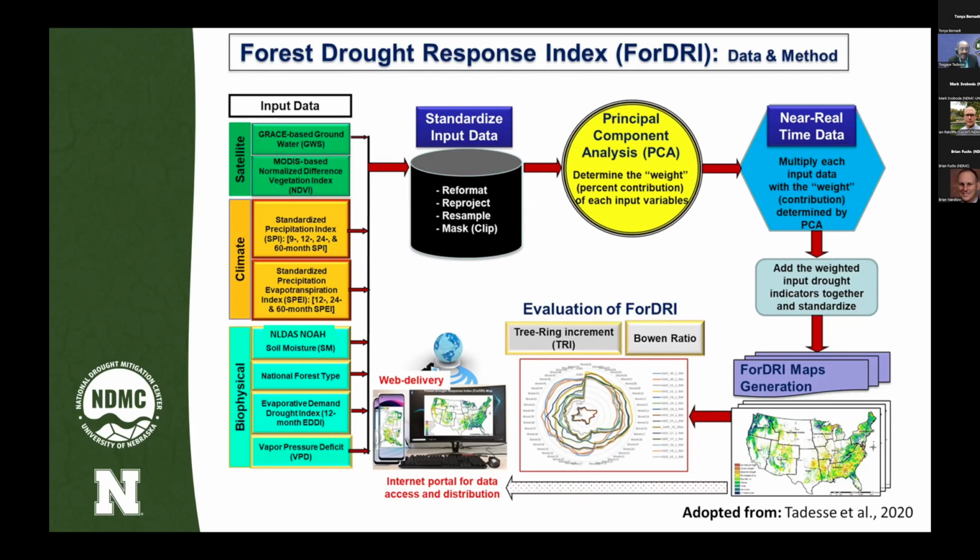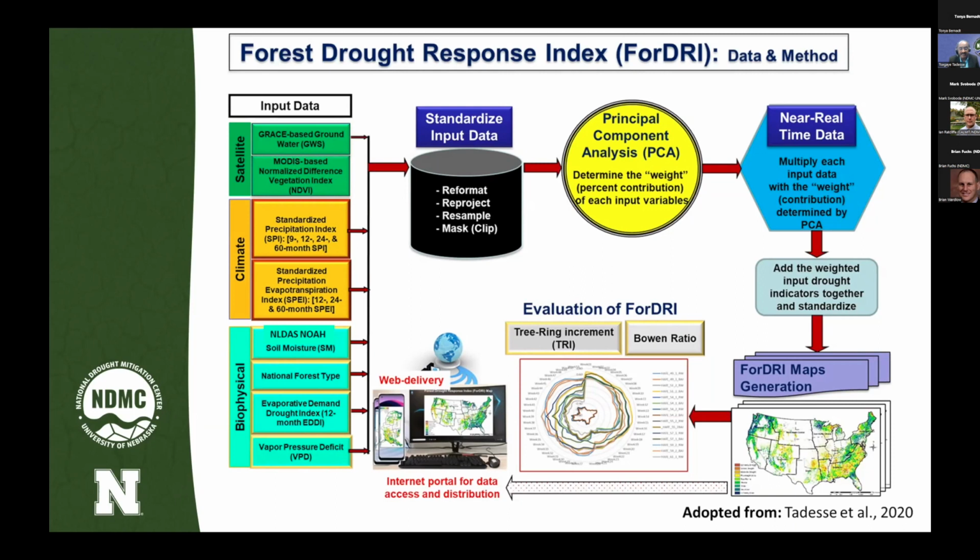So the first step is input data collection and processing. Here on the left side, you see 12 input variables that the NDMC used to develop the ForDRI model for the US. The input drought indices include MODIS-based NDVI. This is replaced by VIIRS-based NDVI for the operational product because the MODIS dataset was discontinued since February 2023.